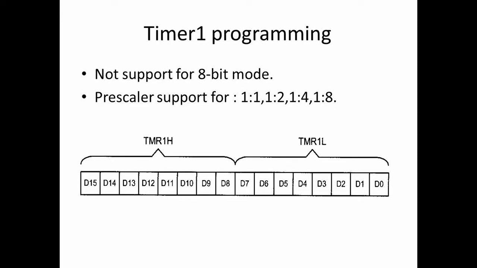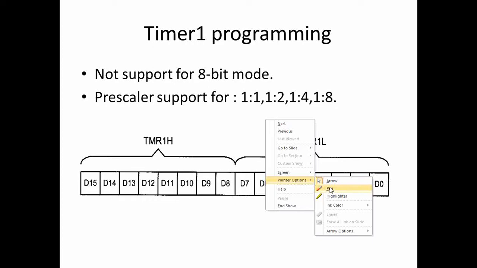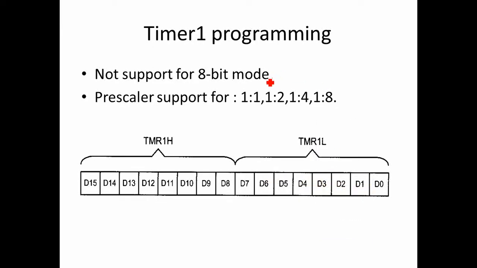Timer 1 programming is again 16-bit mode programming, and unlike timer 0, it will not support 8-bit mode of programming. It only supports 16-bit mode of programming. And unlike timer 0, where we have a prescalar of 1:2 to 1:256, here we only have prescalar support from 1:1 to 1:8.